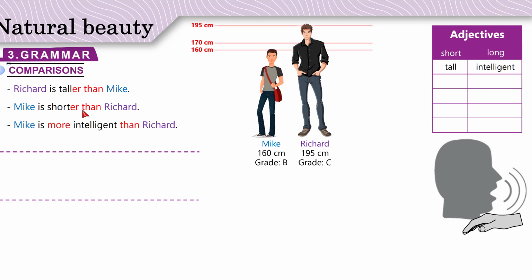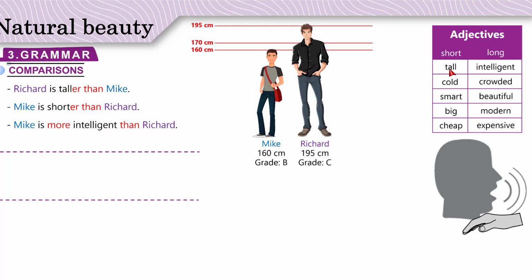Do we add ER like here? Mike is intelligenter than Richard? No. We do that with short adjectives, not long. Long adjectives like intelligent, we add more. More intelligent than. Do you get it? Now I will give you more examples of short and long adjectives.